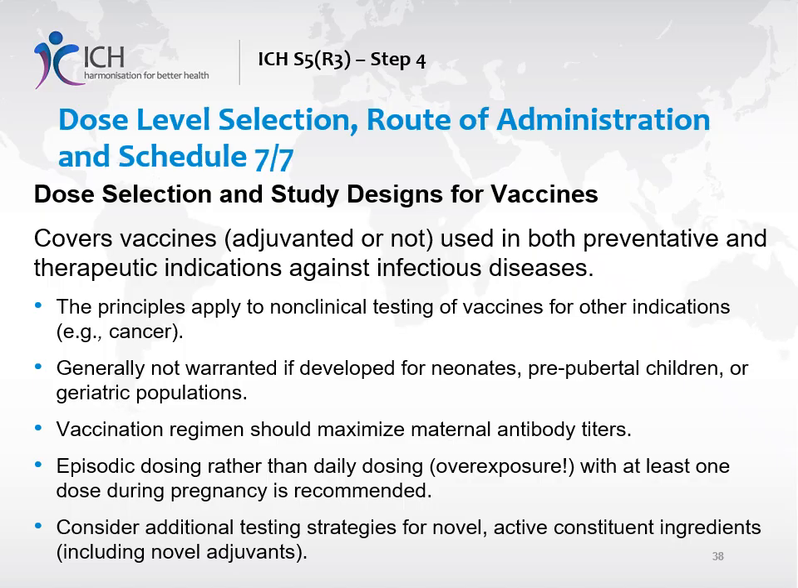This guideline covers vaccines, adjuvanted or not, used in both preventative and therapeutic indications against infectious diseases. While not within the scope of this guideline, the principles outlined can be applicable to non-clinical testing of vaccines for other indications as well. The types of reproductive and developmental toxicity studies used for preventative and therapeutic vaccines depend on the target population for the vaccine and the relevant reproductive risk. Generally, DART studies are not warranted for vaccines being developed for neonates, pre-pubertal children or geriatric populations.